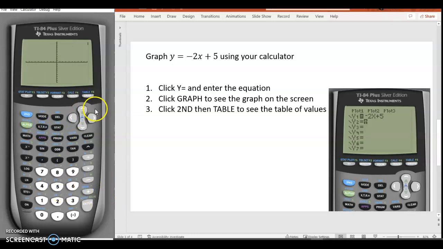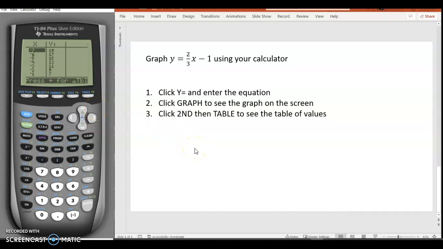Now when you click graph, it'll show you the graph of the line. And then remember, second table will show you the table of values. Now let's try graphing y equals 2/3 x minus 1. So when we go to y equals, we're going to click clear.